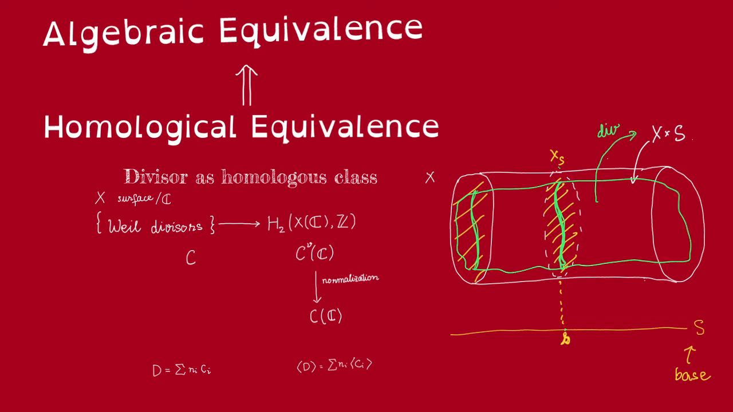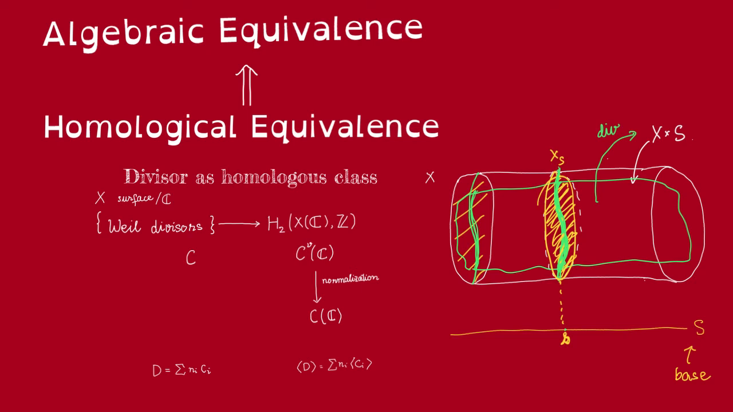In other words, an algebraic family of divisors on X with base S is a divisor of X times S with the condition that it should never fully contain any of these fibers X_s. It should not contain the whole X_s, so that its intersection with each fiber X_s here is a proper divisor of X_s. And now we can define algebraic equivalence. Two divisors are algebraically equivalent if and only if they are connected by an algebraic family of divisors, if and only if they are algebraic siblings.